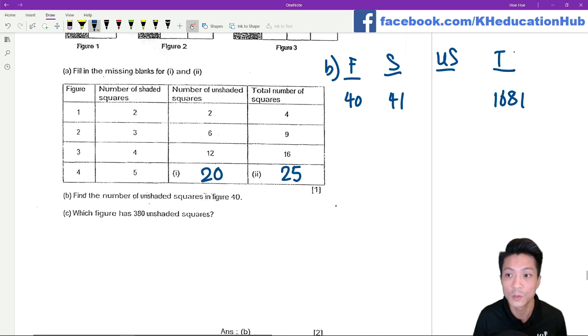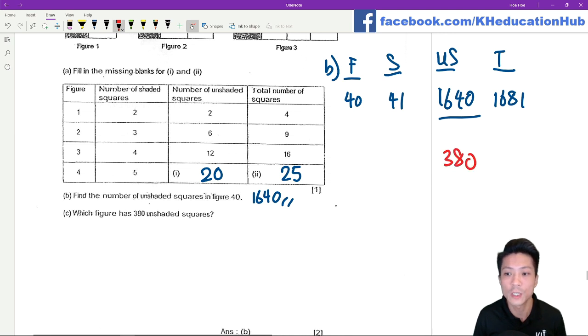1681. So if I were to use the same thing, the total squares subtract the shaded squares, it will give me the number of unshaded squares, which is 1640. Let's see which figure has 380 unshaded squares. So this is 380. Now I need to find the figure number.